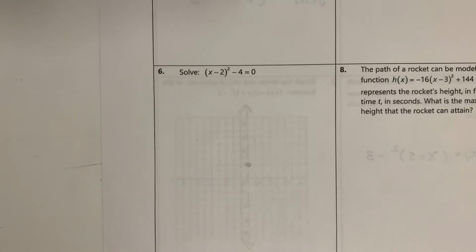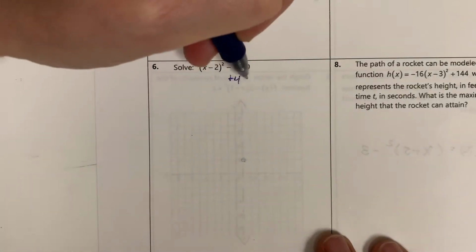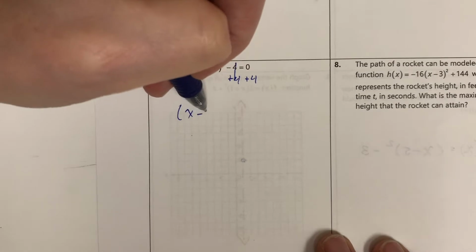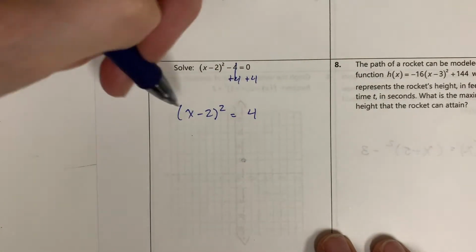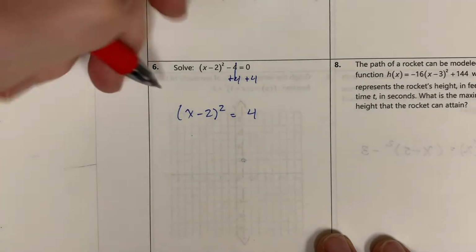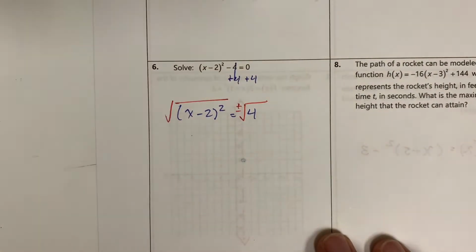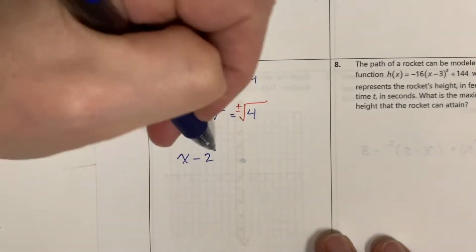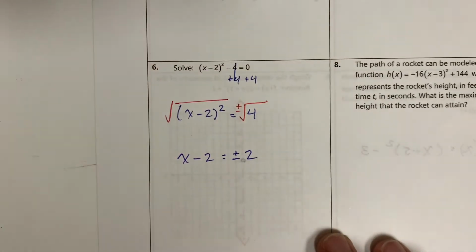Number 6, we're solving a quadratic equation. We're going to use square roots. First thing I would do is add 4 to both sides. So I have x minus 2 squared equals 4. I'm now going to take the square root of both sides. Plus or minus, don't forget it. The x minus 2 now drops out, is equal to plus or minus square root of 4, which is 2.